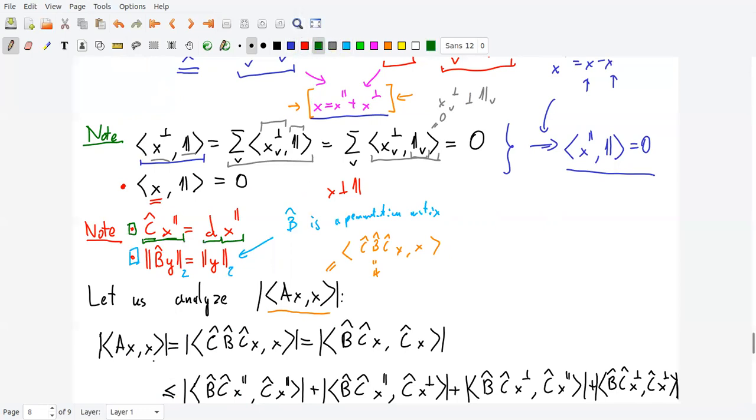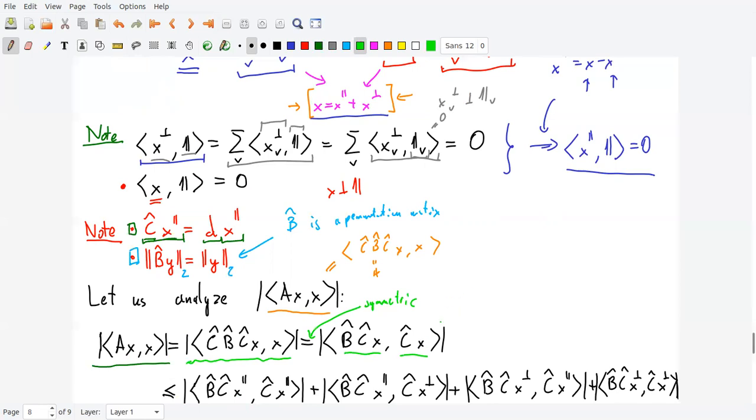We would like now to bound the absolute value of the cross product AX with X. By the definition of A, by our algebraic understanding of A as this product, this is C hat, B hat, C hat, X cross product X. Because all these matrices that we are working with are symmetric, I can move C hat to the other side of the cross product. So I now have the cross product of B hat, C hat applied on X, and C hat applied on X. Good.